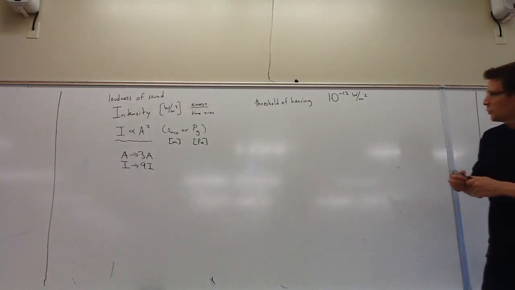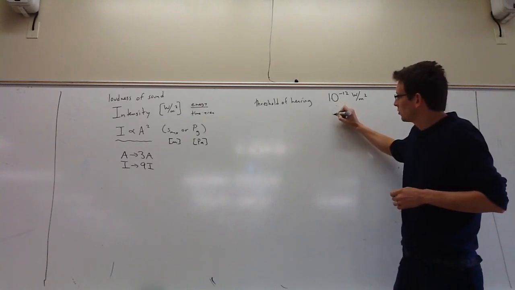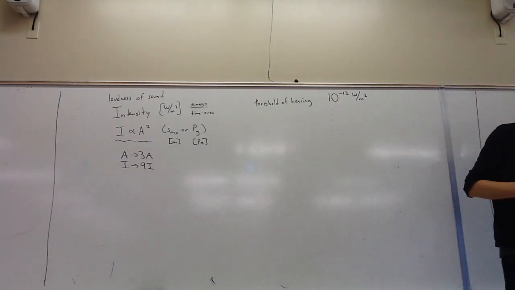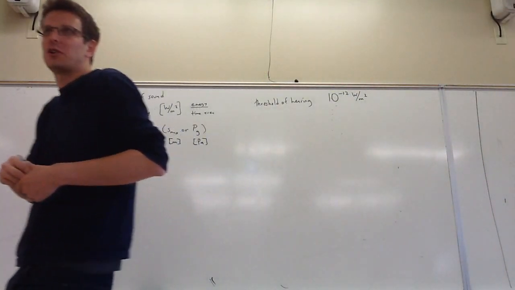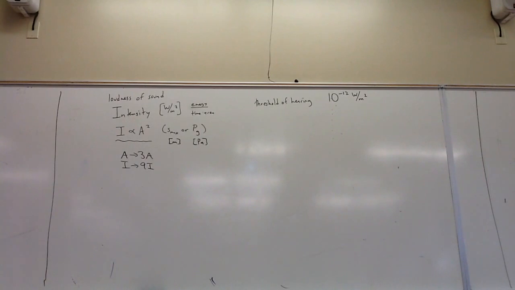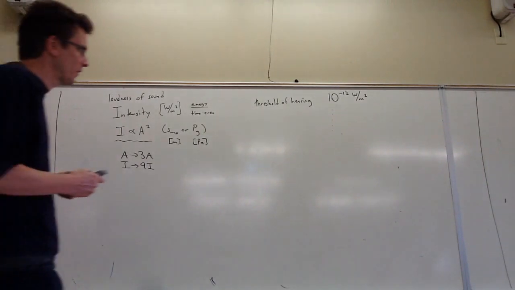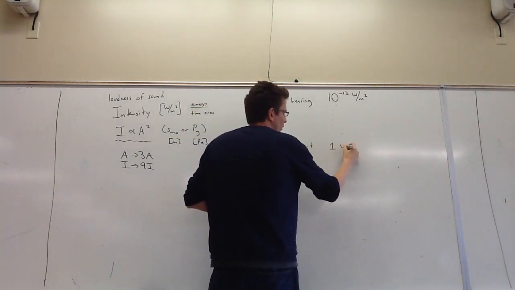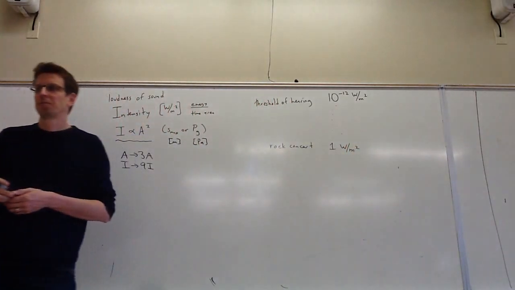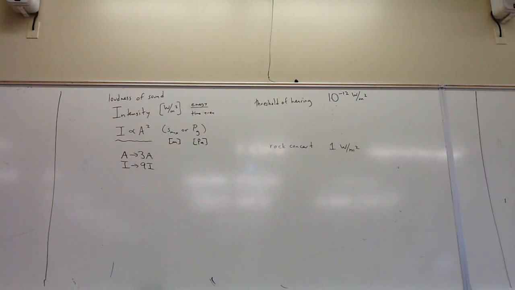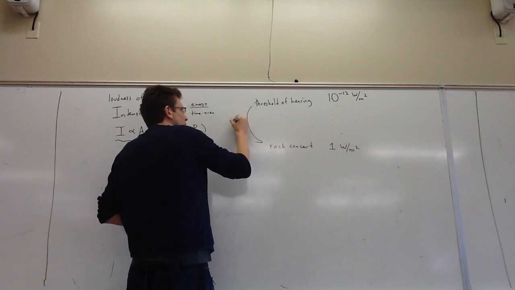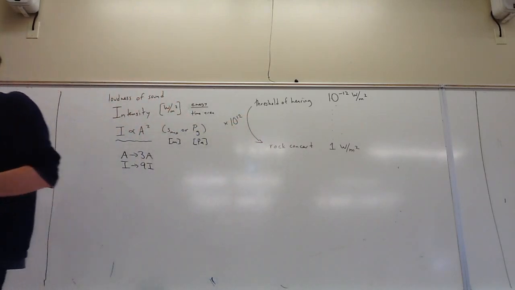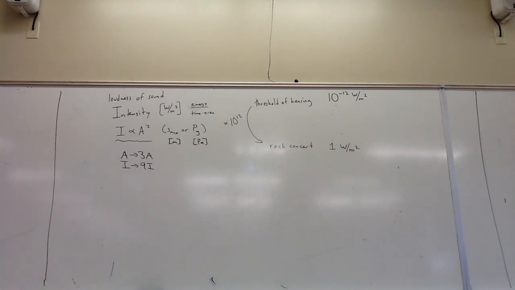Now, you can go up through the range of human experience to, you know, whispering and leaves rustling, to normal conversation, to street traffic, all the way up to some of the loudest sounds that you might normally experience. Let's say a rock concert. That's about 1 watt per square meter. Now, I want to point out that we have just gone through a trillion orders of magnitude. In order to get from the threshold of hearing to a rock concert, you have to multiply by 10 to the 12, okay?